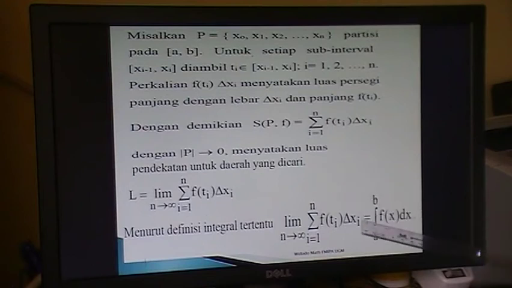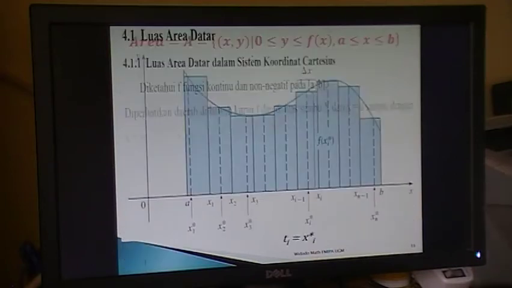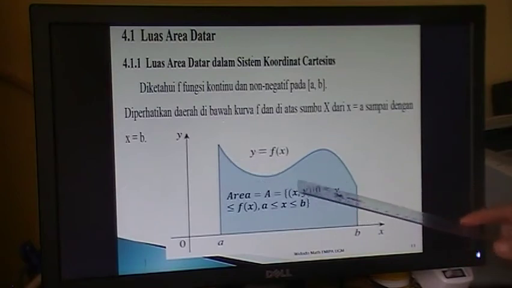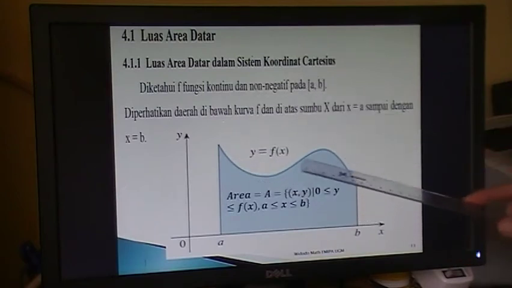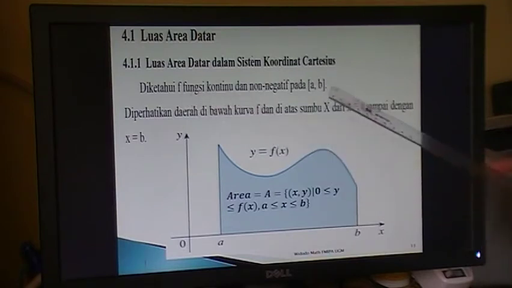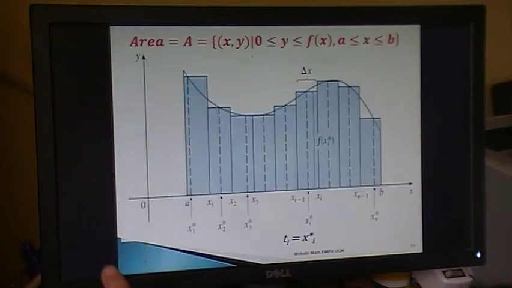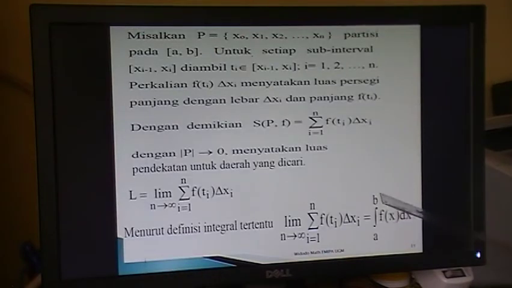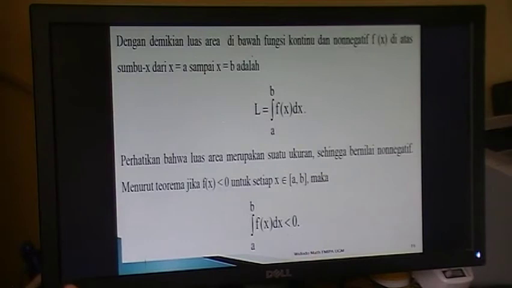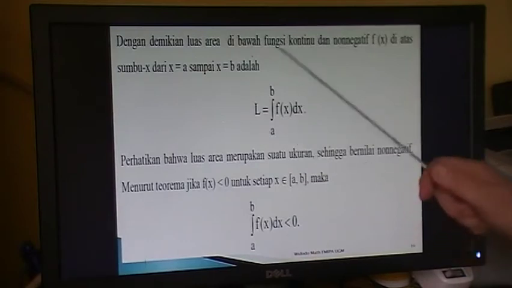And by definition of the definite integral, this is equal to the definite integral of f(x) dx between a and b. So the conclusion is that if f is non-negative and continuous on the interval [a,b], then the area L is equal to the integral from a to b of f(x) dx. This is the formula.